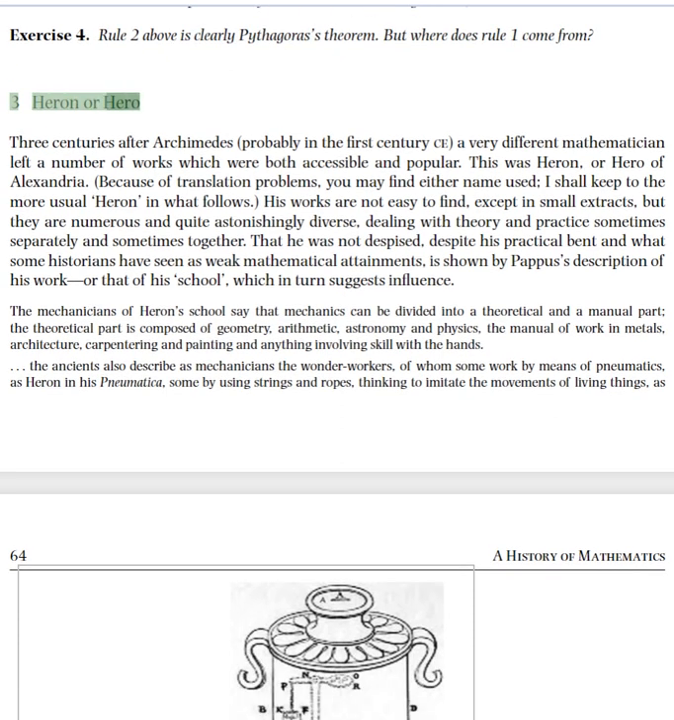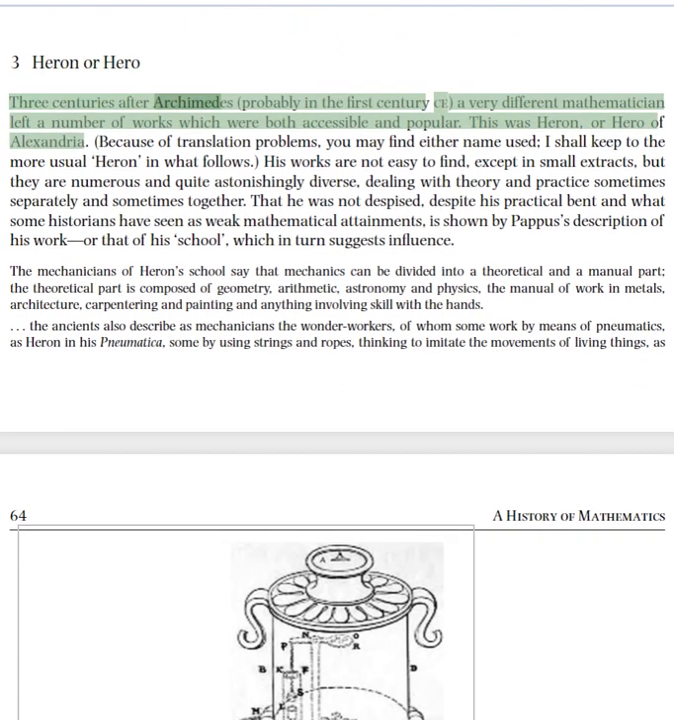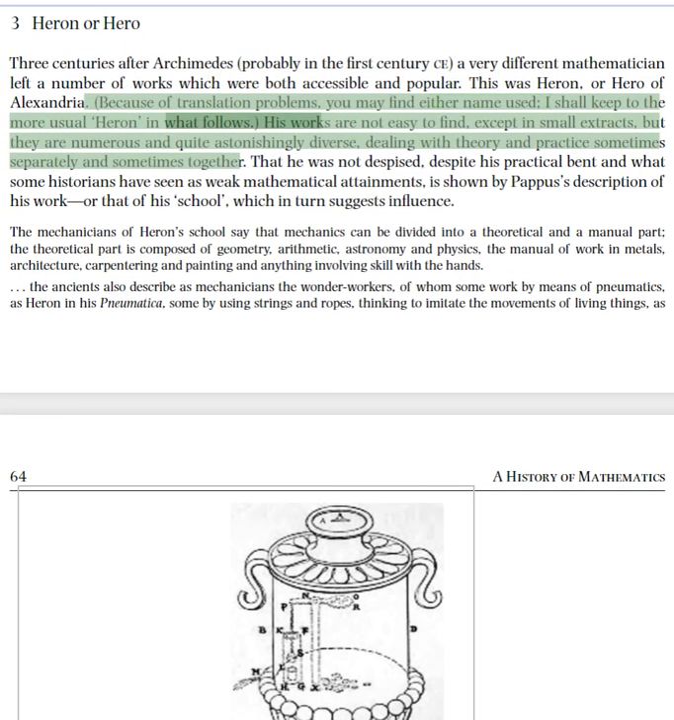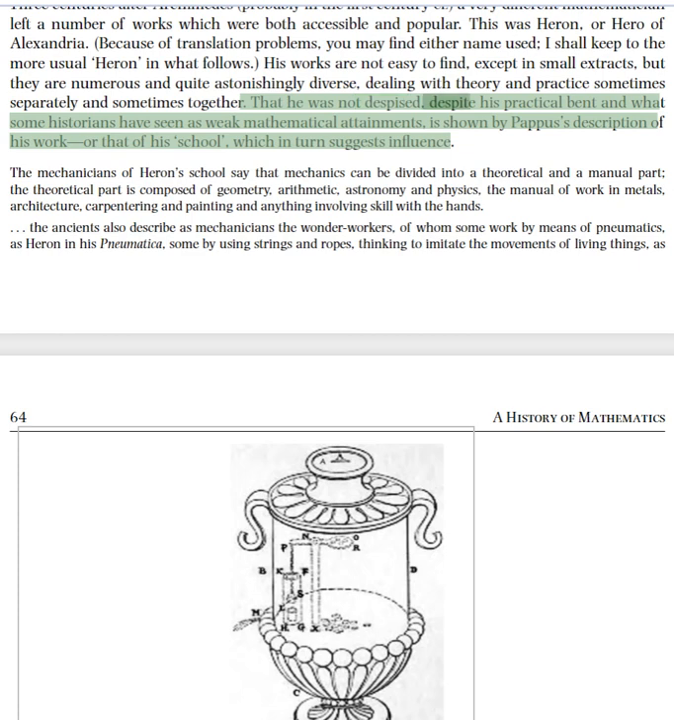3. Heron or Hero. Three centuries after Archimedes, a very different mathematician left a number of works which were both accessible and popular. This was Heron, or Hero, of Alexandria. His works are not easy to find, except in small extracts, but they are numerous and quite astonishingly diverse, dealing with theory and practice sometimes separately and sometimes together. That he was not despised, despite his practical bent and what some historians have seen as weak mathematical attainments, is shown by Pappus's description of his work, or that of his school, which in turn suggests influence.